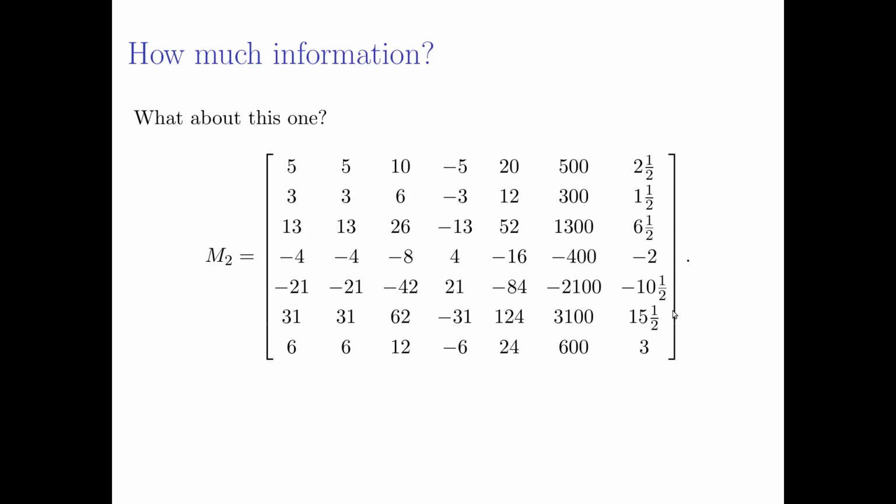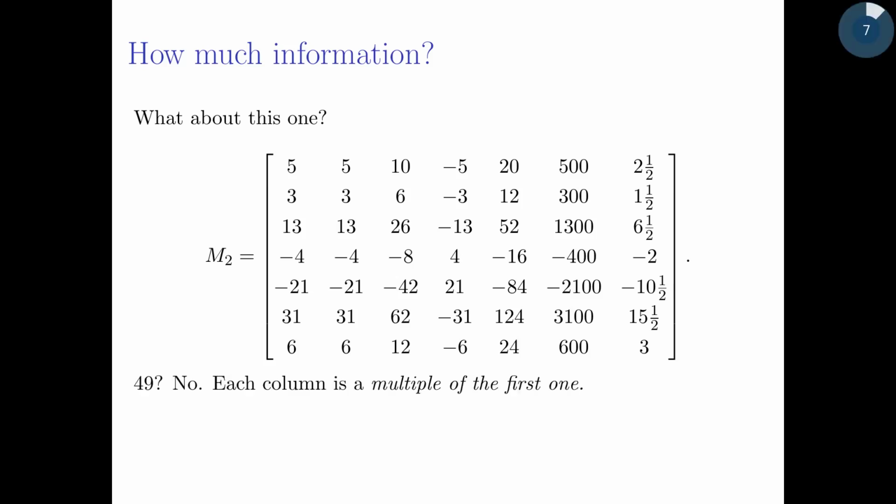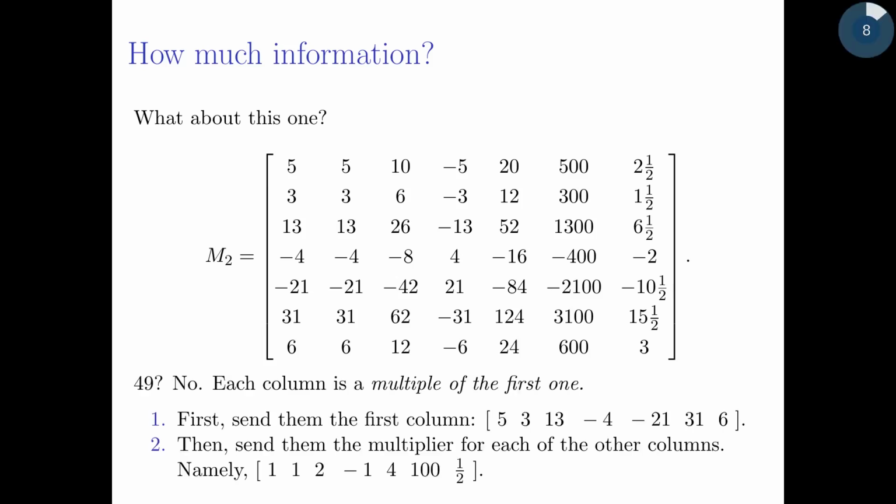So in terms of the haikus, we have the same sort of thing going on here, right? We don't actually have to speak 49 separate entries. As long as the recipient can expect the pattern, as long as the recipient knows you're going to give it to me in this form, we're going to be able to do the following. First, let's send them the first column. We can't avoid that, as it turns out. We're going to tell our person on the internet 5, 3, 13, negative 4, negative 21, 31, 6.